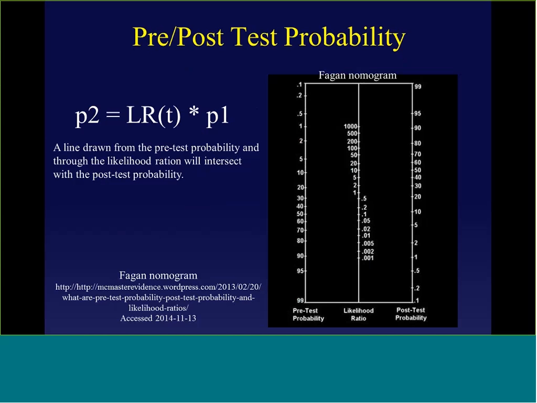And shown here is a diagram that many of you have maybe already seen. It's called a Fagan nomogram. And it basically shows a relationship of how the post-test probability shown on the right relates to the pretest probability shown on the left via the likelihood ratio. So given a certain pretest probability and likelihood ratio for the test, one will have an estimate of the post-test probability.